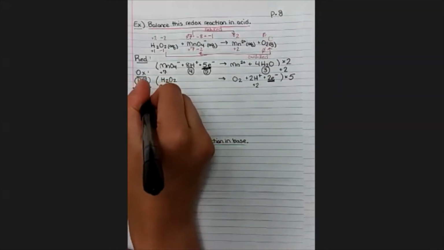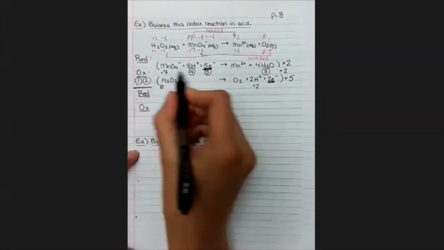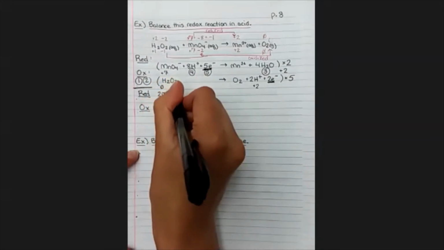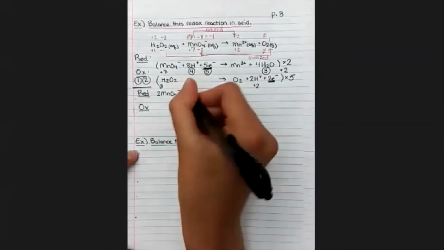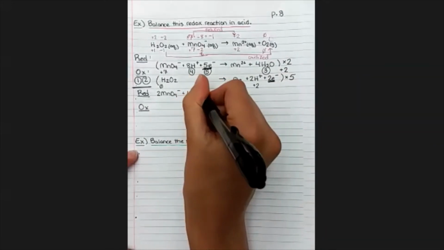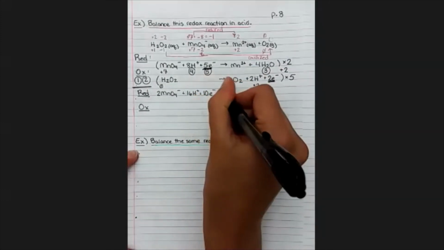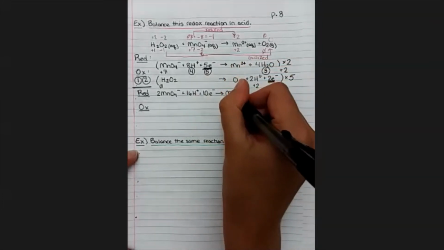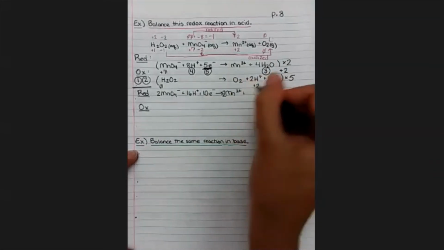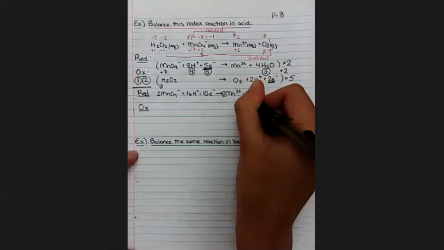So I'll write those over again. We're going to take the first reaction times 2. 1 times 2 is 2 MnO4 minus. 8 times 2 is 16 H plus. 5 times 2 is 10 electrons. 1 times 2 is 2 manganese, and 4 times 2 is 8 waters.